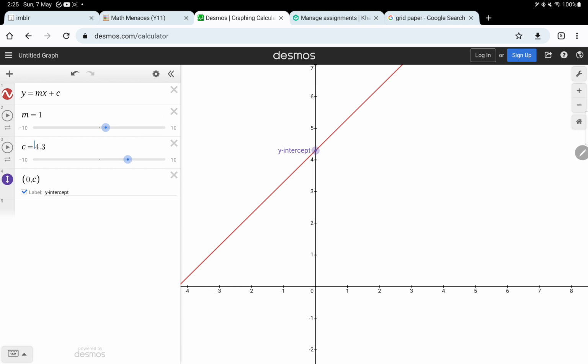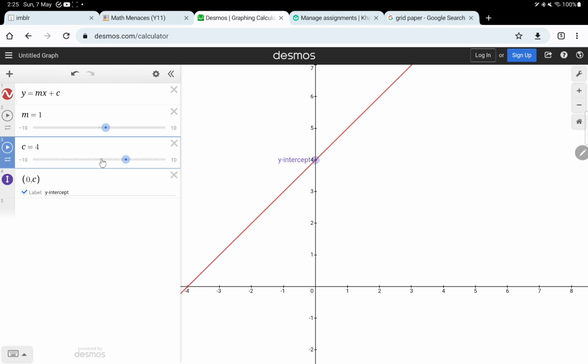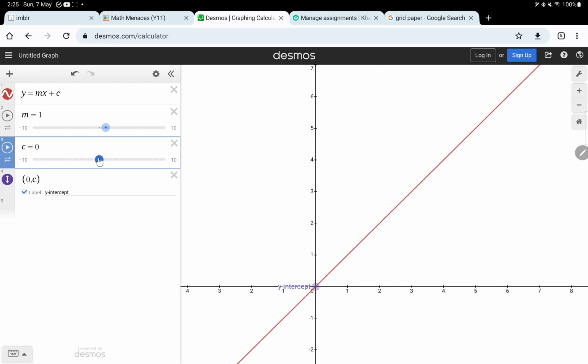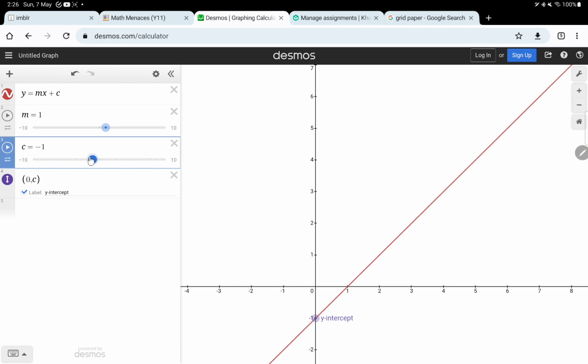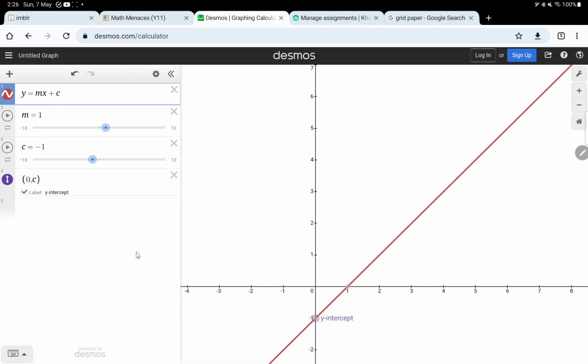If I move the c value to 5, it just jumps up. If the c value is 0, then it goes to the center, and if it's negative 1, then it cuts through negative 1. So the c value is always going to be the y-intercept, and the gradient is the slope.